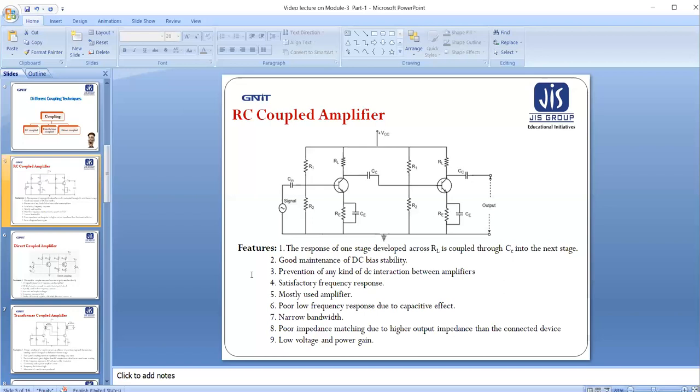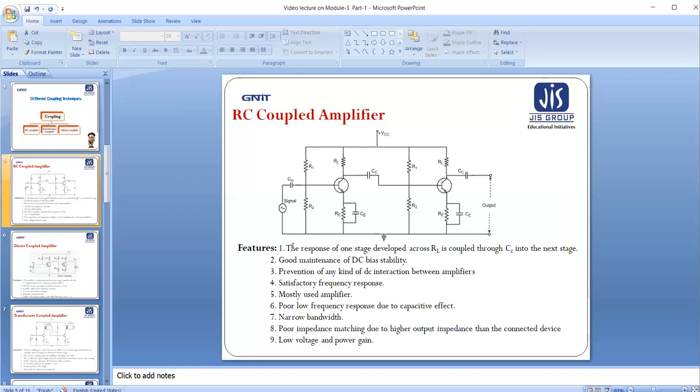So let us have a look at the features of this RC coupled amplifier. The signal will be produced across this load resistance RL or RC. Then it will be coupled through this capacitor to the next stage. That's why this amplifier is called RC coupled. It means the output is first developed across the R, then it is coupled through the C. So I have written that the response of one stage developed across RL is coupled through CC into the next stage.